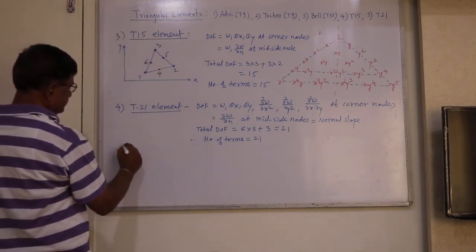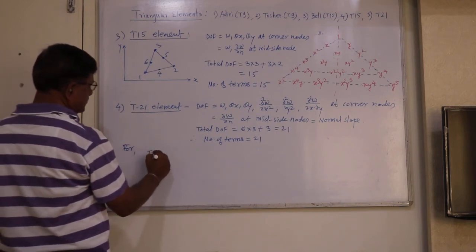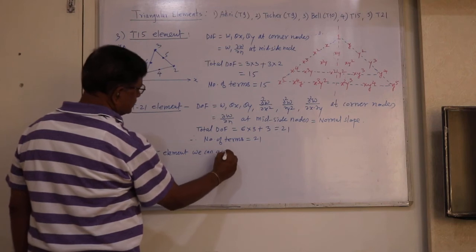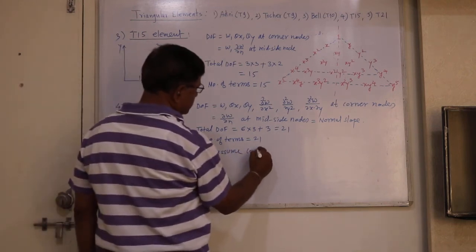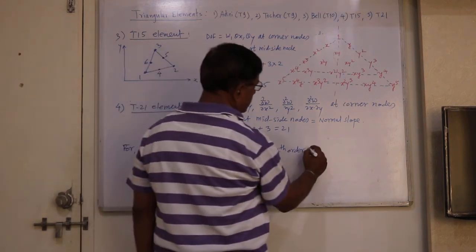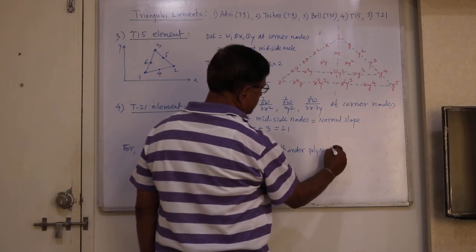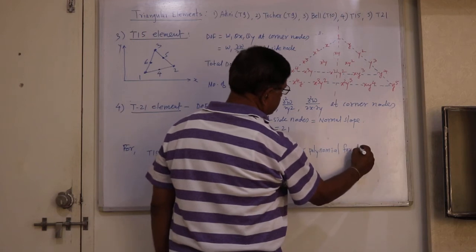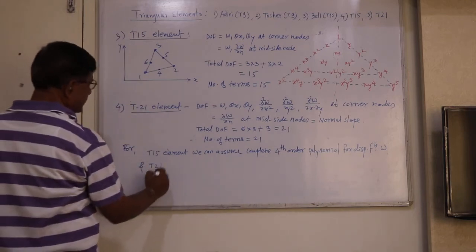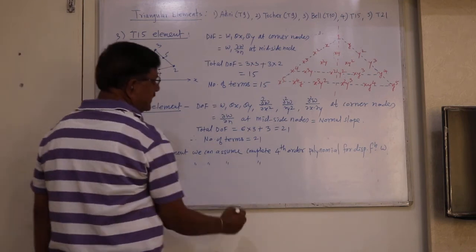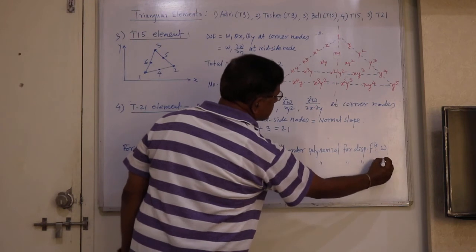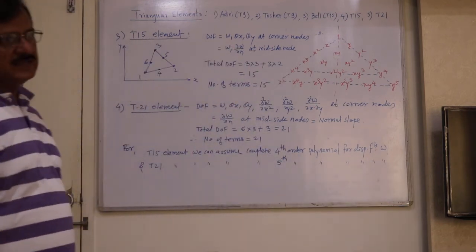That is, for T15 element, we can assume complete fourth order polynomial for displacement function W. And for T21 element, we can assume complete fifth order polynomial displacement function or W. So that means these elements are complete.